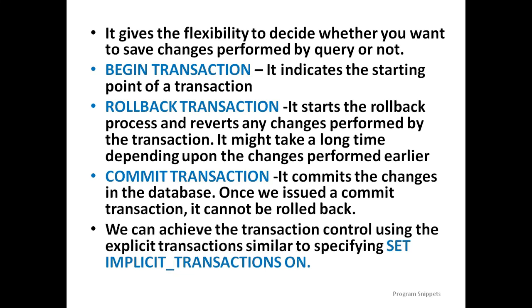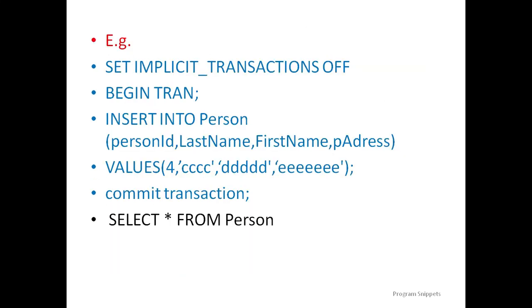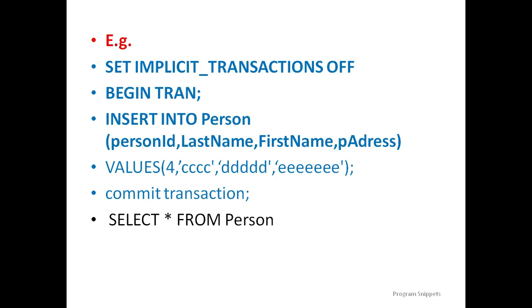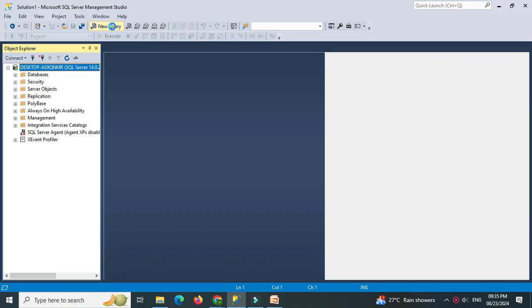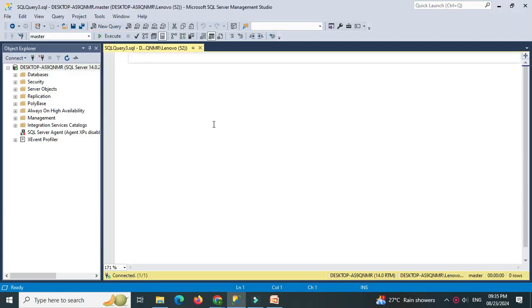We can achieve transaction control using explicit transactions, similar to specifying SET IMPLICIT_TRANSACTIONS ON. For example, first we'll set implicit transaction off, then we'll write begin transaction and we'll write an insert command to insert the data in the person table. And when we give commit transaction, it will insert a new record in the person table. Now we'll check this explicit transaction in SQL Server.